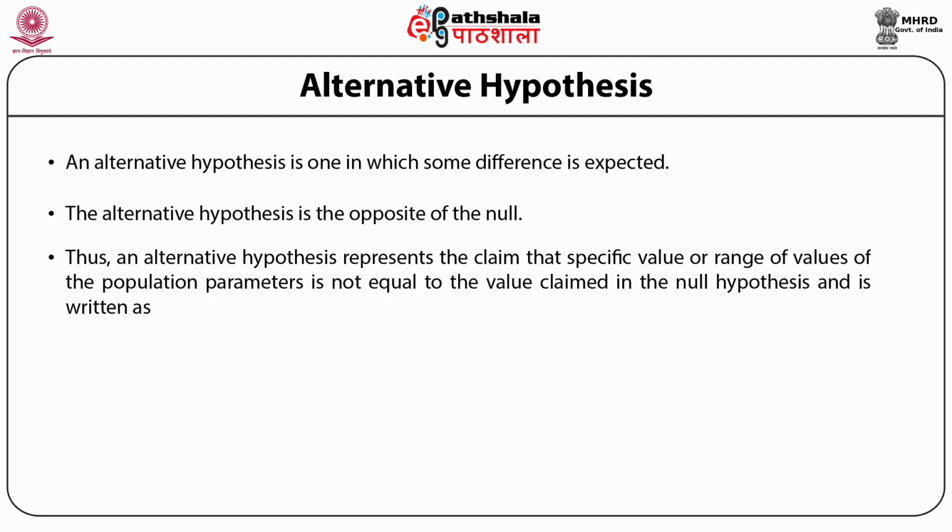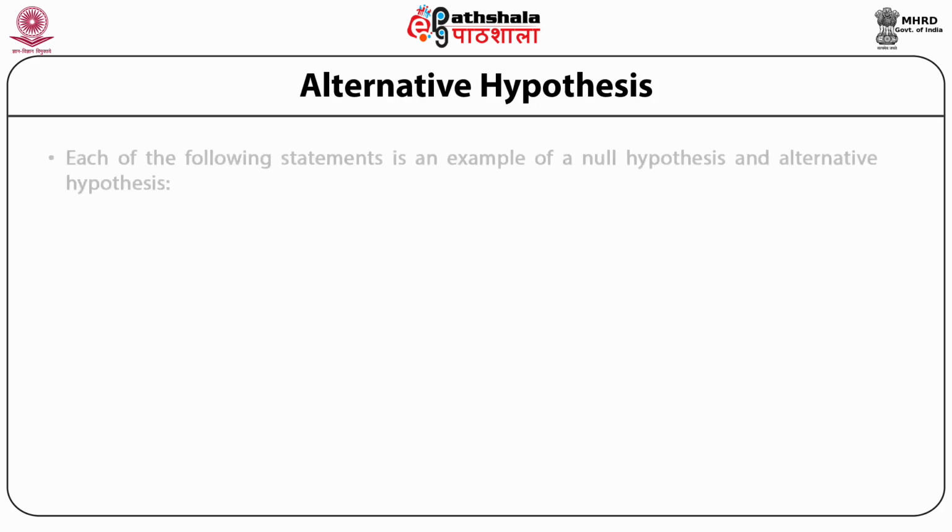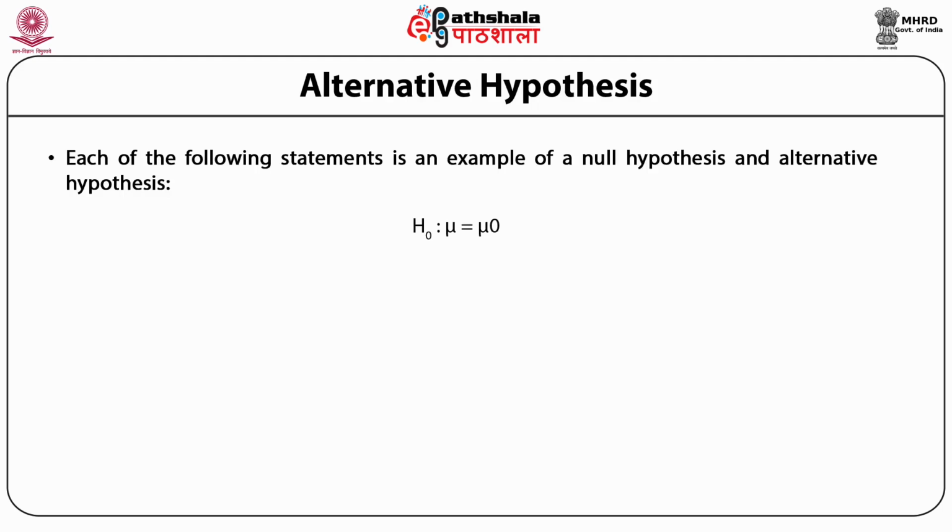not equal to the value claimed in the null hypothesis and is written as HA, that is, alternative hypothesis mu is not equal to mu naught, or mu is less than mu naught, or it is greater than mu naught. Consequently, each of the following statements is an example of null hypothesis and the alternative hypothesis. For example, if we are taking null hypothesis where we are assuming that mu is equal to mu naught, then the alternative hypothesis for such null hypothesis will be that mu is not equal to mu naught.